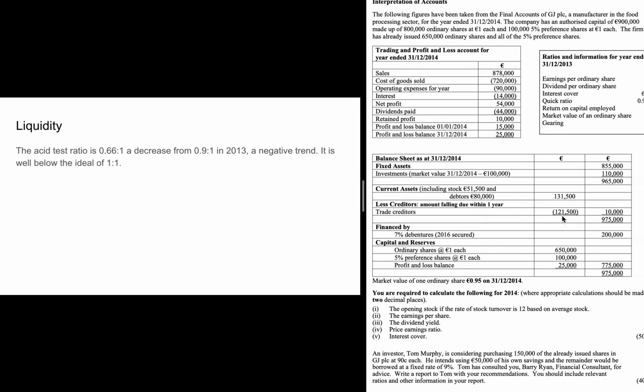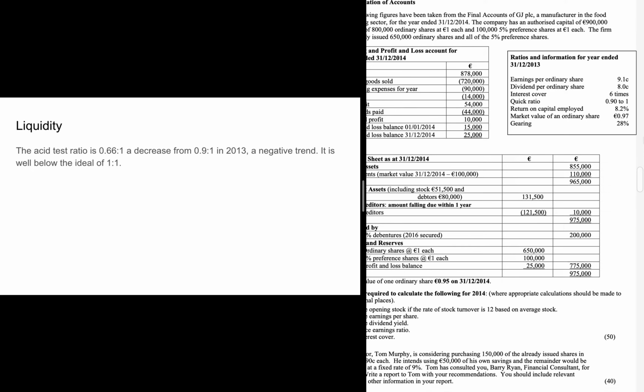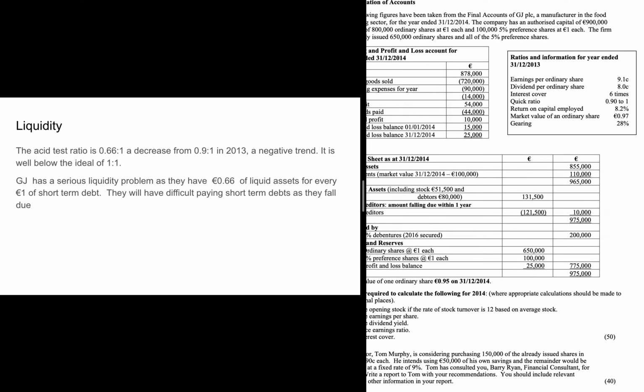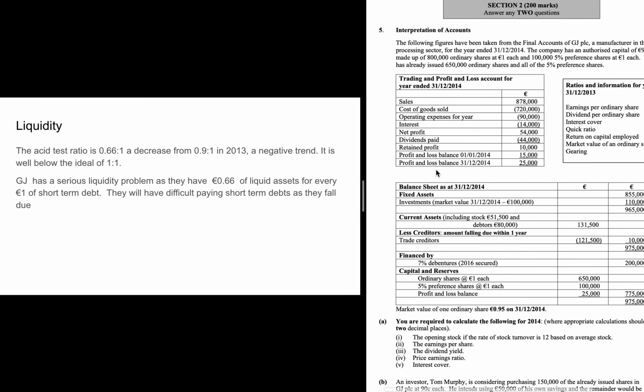And that's down from 0.9 to 1, which is a negative trend, and it's below the ideal of 1 to 1. Big issues here, liquidity problems. So GJ has a serious liquidity problem, as they have 61 cent or 66 cent of liquid assets for every 1 euro of short-term debt, and they will have difficulty paying their short-term debts as they fall due.